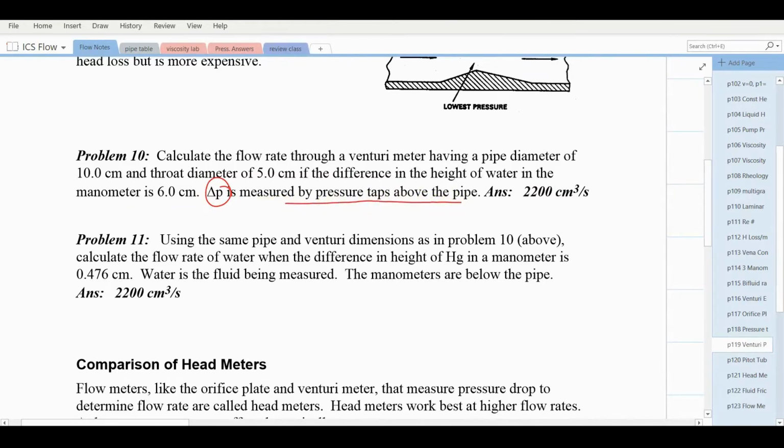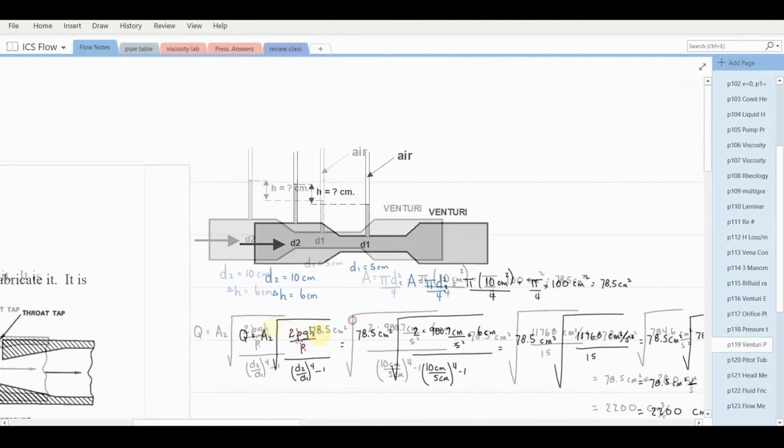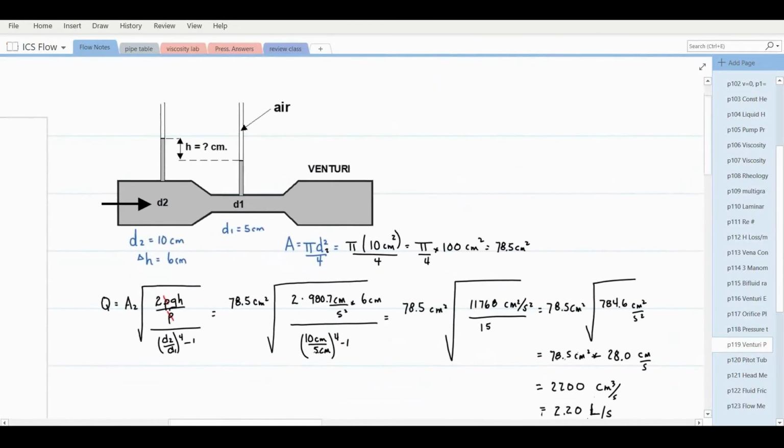This is the simplest possible case, and I have it drawn here. Water is the fluid in the pipe. The pipe diameter is 10 centimeters. The throat diameter is 5 centimeters. The difference in height is 6 centimeters.